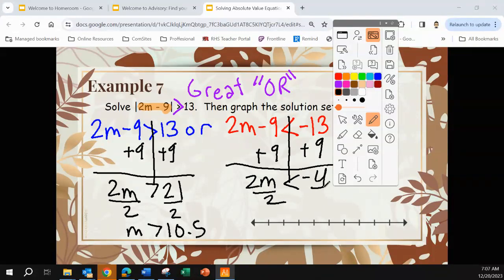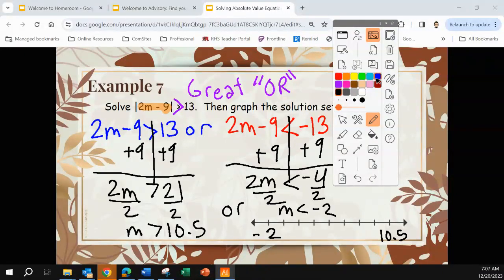I definitely didn't give myself enough room, but that's life sometimes. And we get negative 2. You guys know me. I'm lazy. So when I'm going to number this one, I'm putting negative 2 here. I'm putting 10.5 here. Put the smaller number on the left, the bigger number on the right.